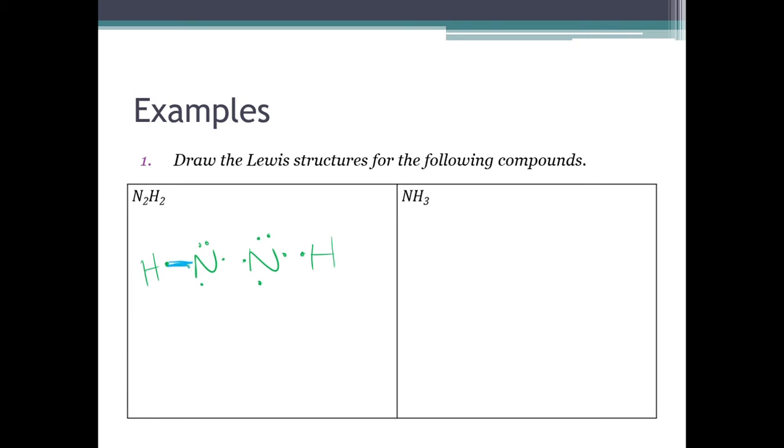We'll form a bond right here, and a bond right here, and a bond right here, and then these 2 will move into the middle and form a bond right there. And we will end up with nitrogen double bonded to nitrogen, each of those single bonded to a hydrogen, and then each nitrogen has a lone pair.